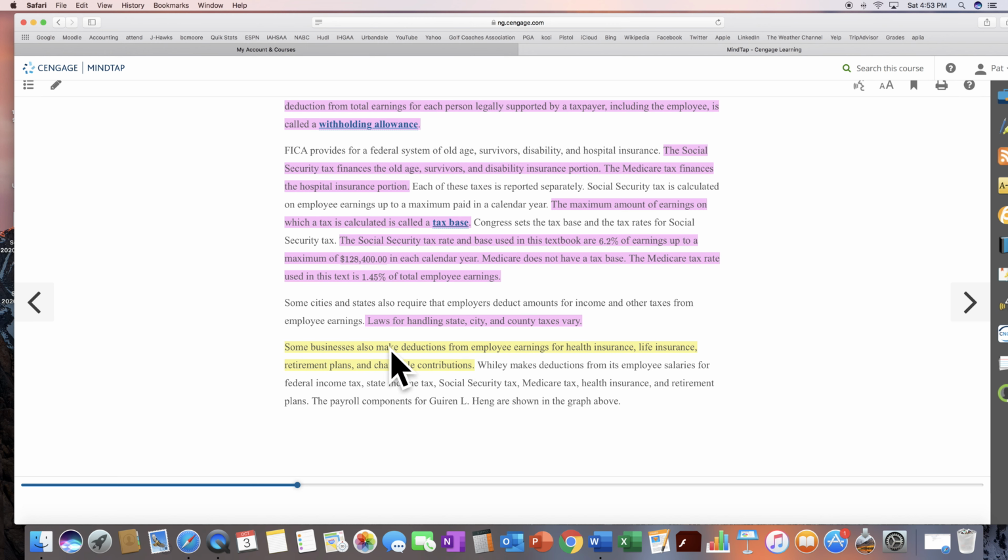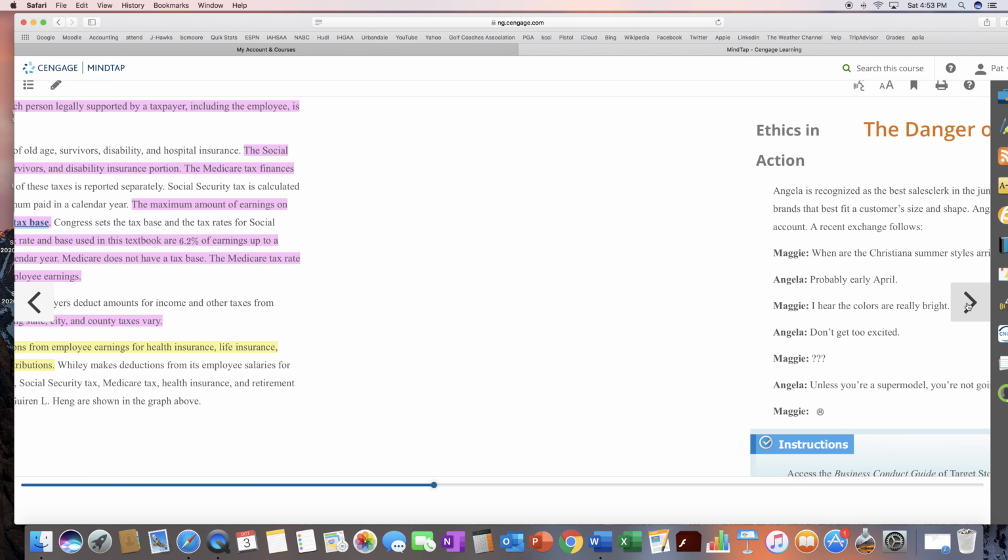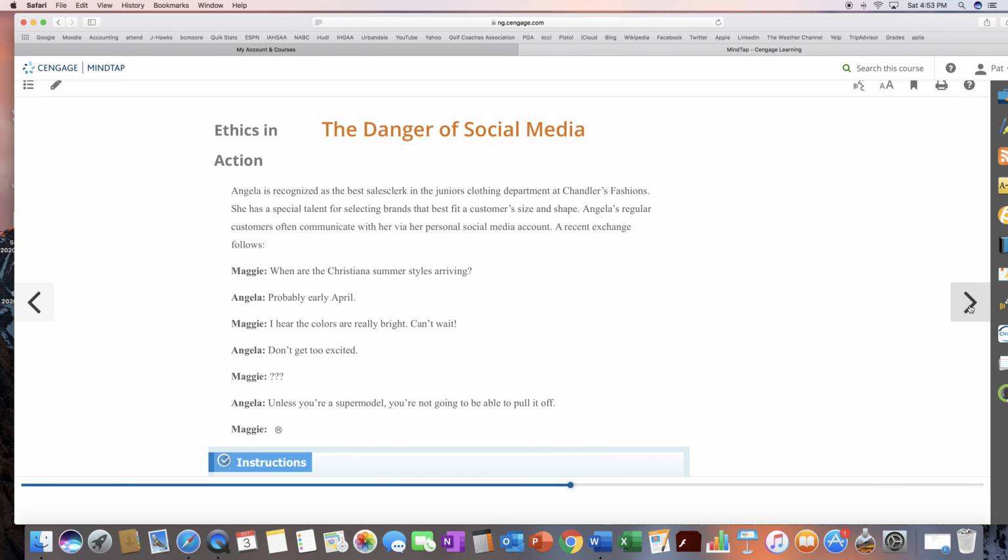You'll see that later. Other businesses will take deductions for health insurance, life insurance, retirement plans, charitable contributions. You won't have to figure these. They'll be given to you. If they say they keep $50 in life insurance a month or a pay period or whatever, they'll tell us those things.